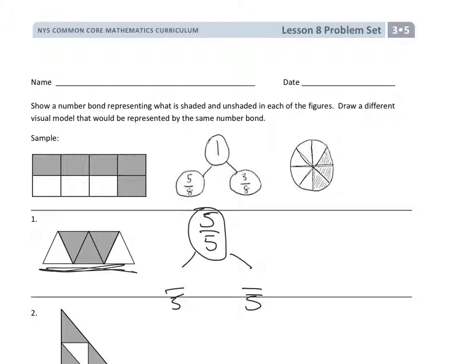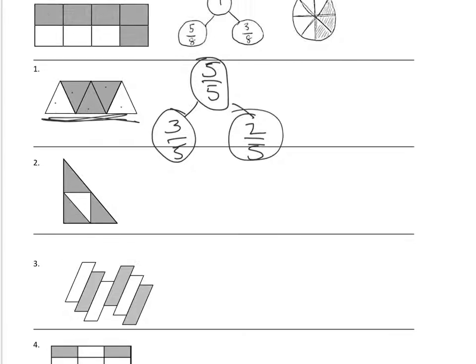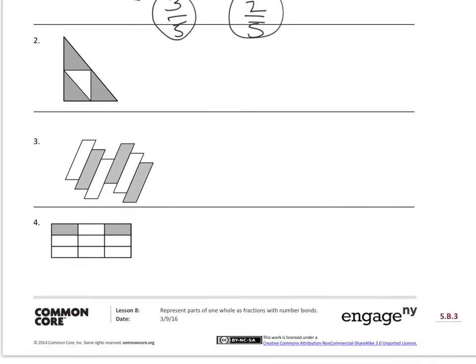Now, how many are shaded? 1, 2, 3. How many are not shaded? 1, 2. And that's all that's really involved in this. Get those total number of pieces down, then find the number of shaded and the number of not shaded. Okay.